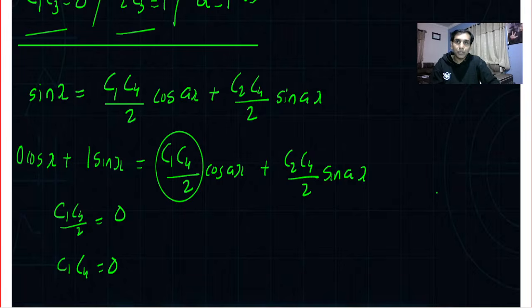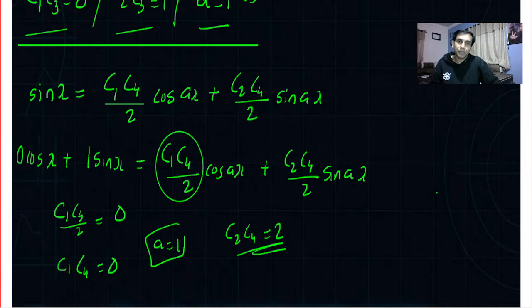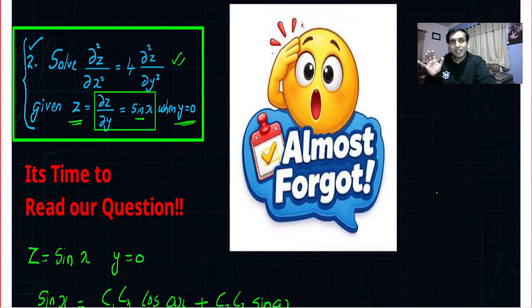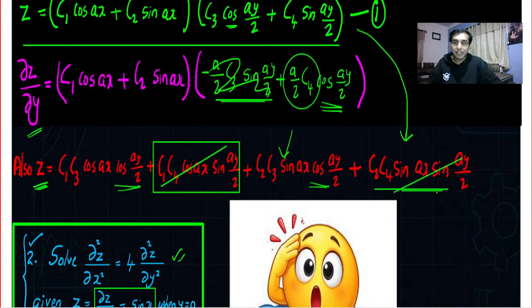Look, I got 1, 2, 3. Again confirmed a equal to 1, and c2 c4 is equal to 2. That's it, we solved it. Now plug it into the first equation or the last equation. So we got the value of c1 c3.